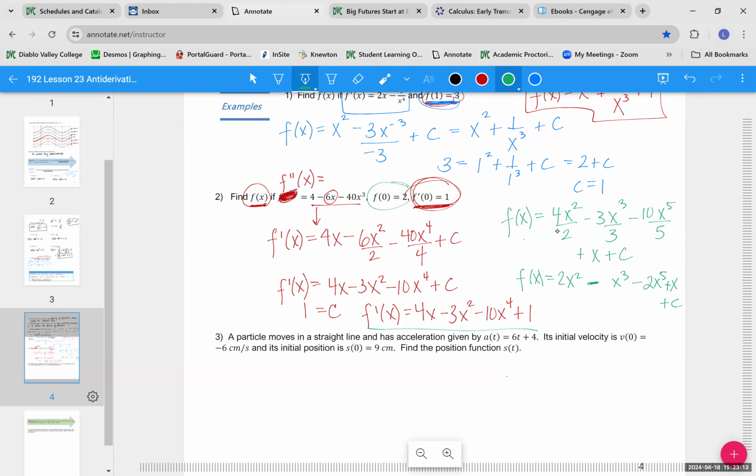So now we're going to use f of 0 equals 2. Oh, and just get that same easy 0, 0, 0, 0, and c. So my final answer, which once again, I don't have enough space for, would be 2x squared minus x cubed minus 2x to the 5th plus x plus 2.